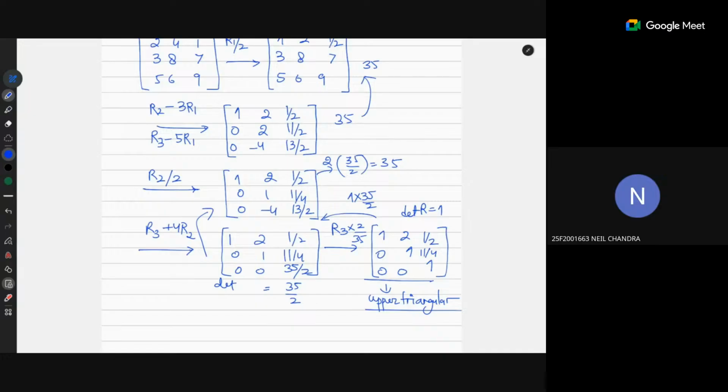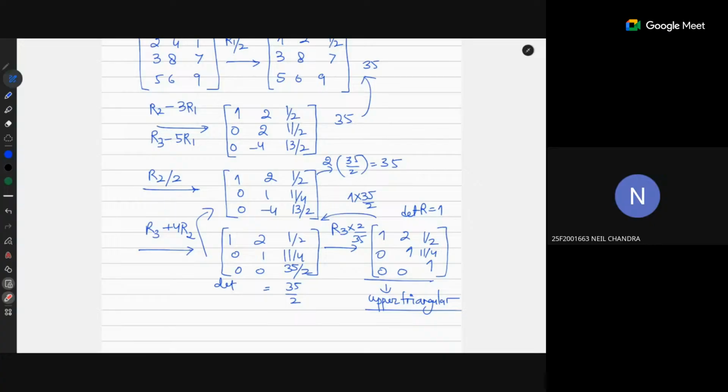But this is not adding into another row. It is multiplication. I'm multiplying a scalar to a row. This is different than addition. This is addition: I'm adding 4 times R2 into R3. This is not the same as this thing. This does not change the determinant, but this does change the determinant.